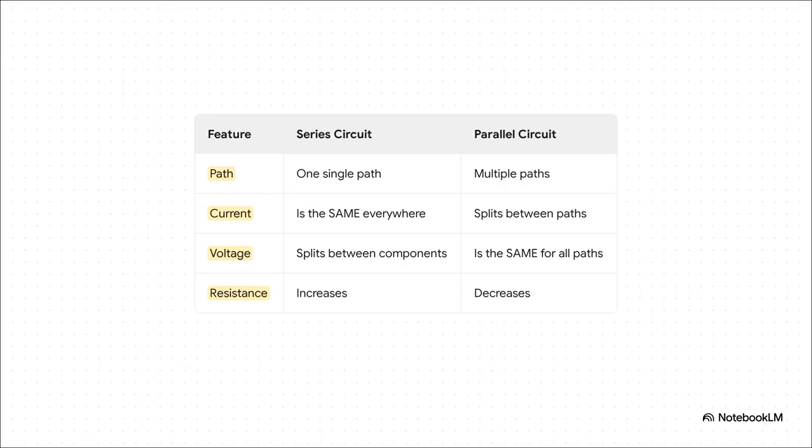Let's walk through it. In a series circuit, there's only one path, so the current has nowhere else to go. It's the same everywhere. But the voltage gets shared or split between all the different components.